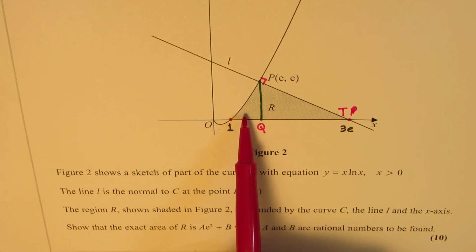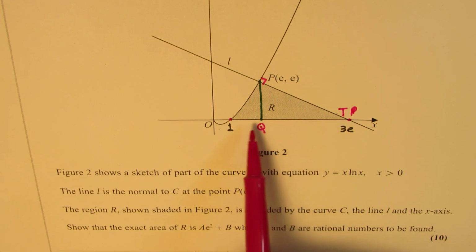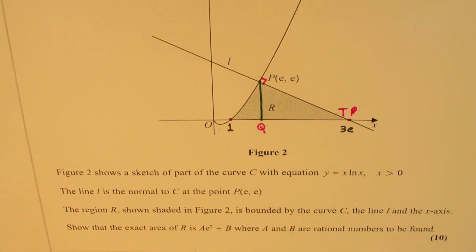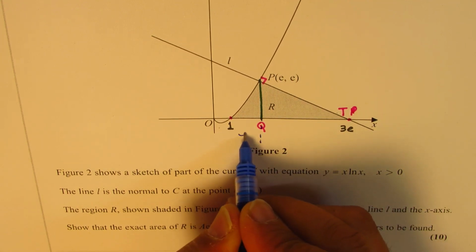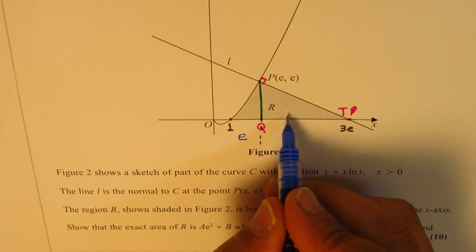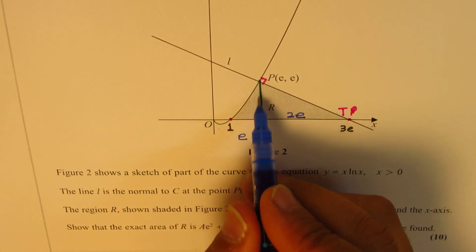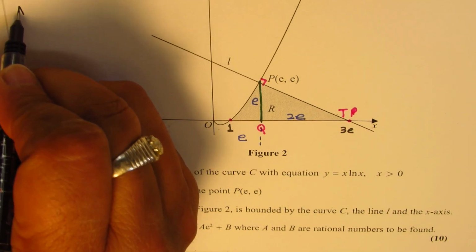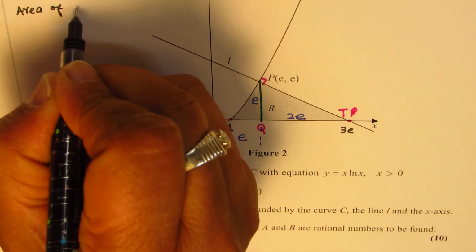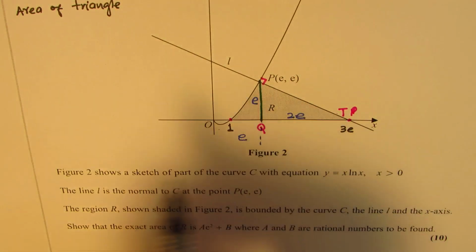The area under the curve we can find using integration, and the area of this triangle we can do half base times height, correct? So we know this side up to here is e. We have 3e here, so this should be 2e. Is that clear to you? As far as this height is concerned, it is also e, correct? So from here we can find the area of the triangle. So let's find the area of triangle PQT.